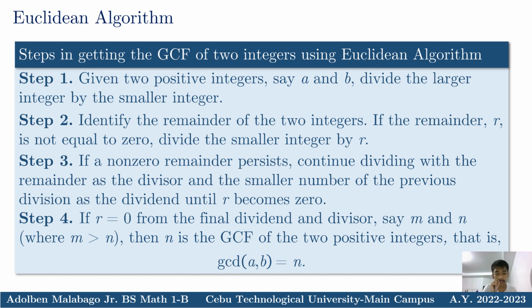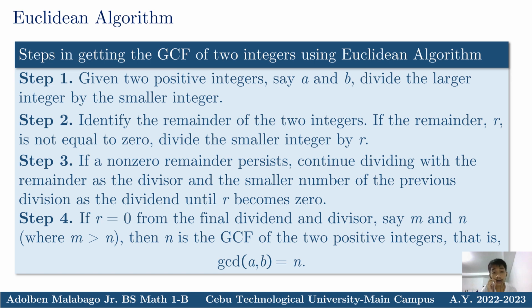Step 3: if a non-zero remainder persists, continue dividing with the remainder as the divisor and the smaller number of the previous division as the dividend until r becomes 0. So the process just cycles until the remainder becomes 0. If the remainder is not equal to 0, that remainder will be the divisor of the next set of division, while the smaller number of the previous set of division will become the numerator. So it's a process until r becomes 0.